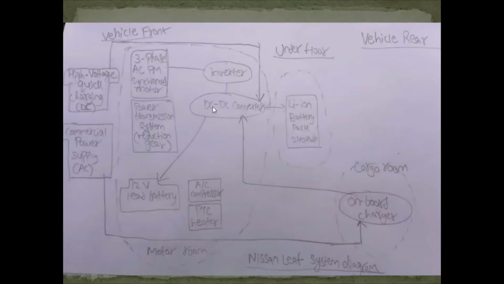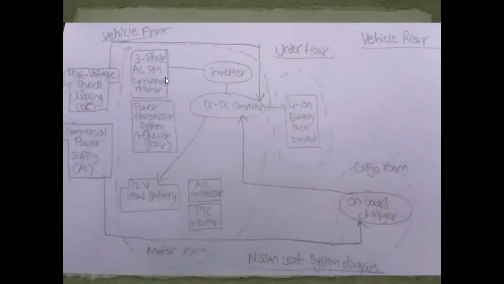The DC-DC converter, which is placed just underneath the inverter at the front of the vehicle, is used to convert the high voltage DC power source to a low-voltage DC power source to charge the 12-volt lead battery, which is then used to run the auxiliaries in the vehicle. The inverter, which is placed at the front, is used to convert the DC power source from the lithium-ion battery to the AC power source, which is then supplied to the motor.